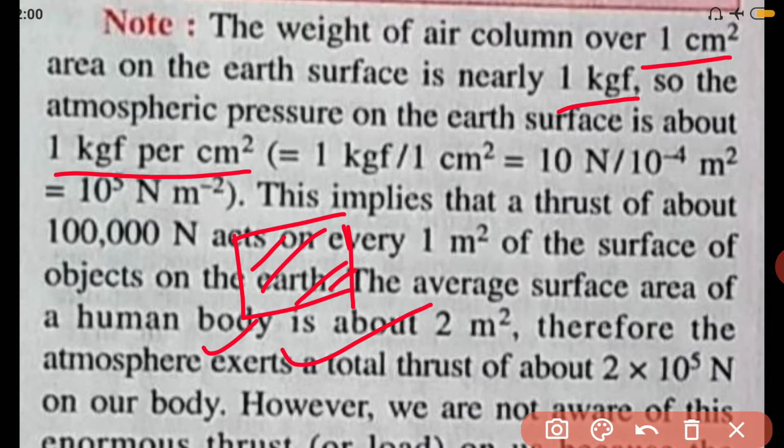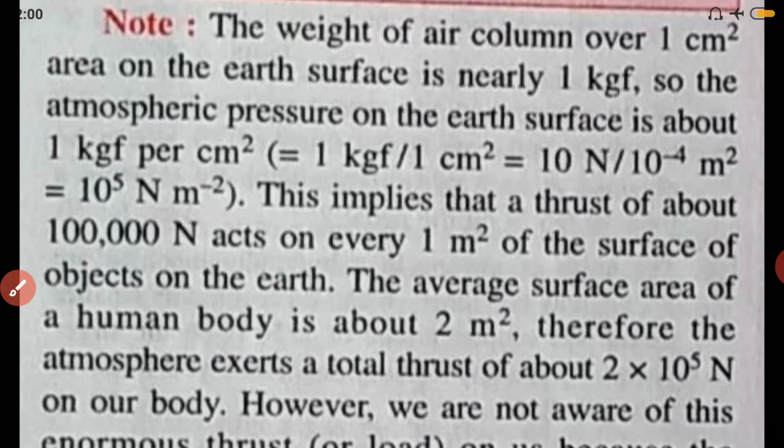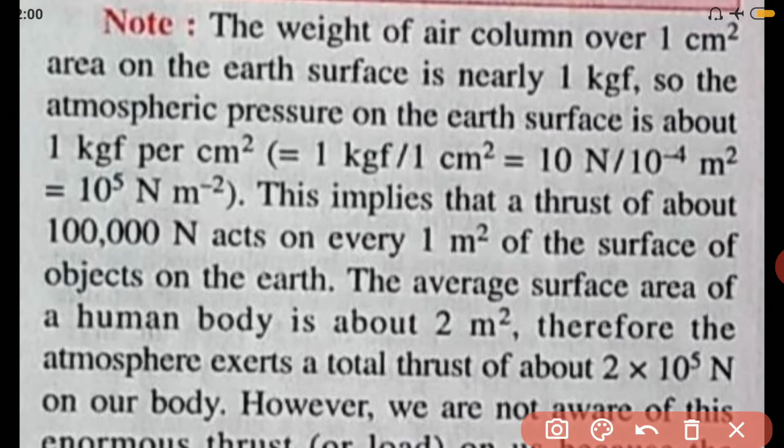Now, if I want to convert it into SI unit, 1 kgf per centimeter square will be equal to 10 Newton, because 1 kgf is 10 Newton, and 1 centimeter square is 10 to the power of minus 4 meter square. We have done this in numerical problems also. Then which will be equal to 10 to the power 5 Newton per meter square, which is nearly 1 lakh Newton per meter square. This implies that a thrust of about 1 lakh Newton acts on every 1 meter square of the surface of objects on the earth. Okay, let me try to explain this.